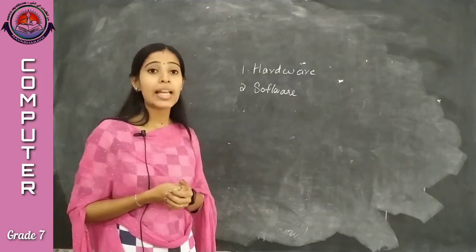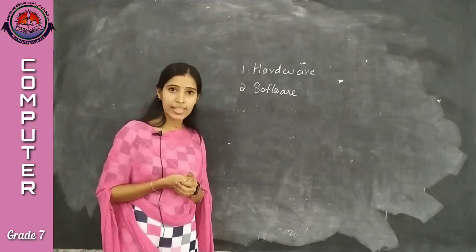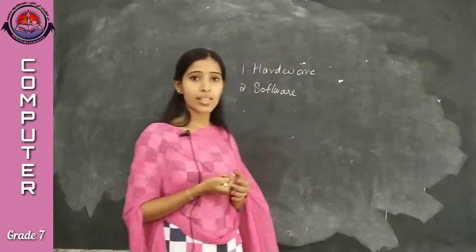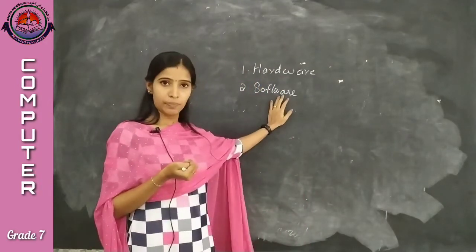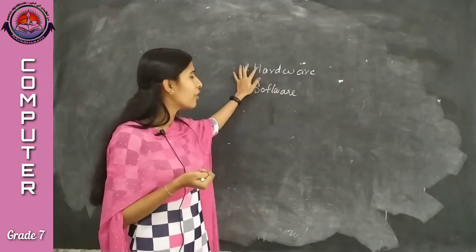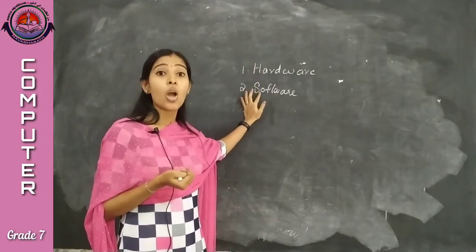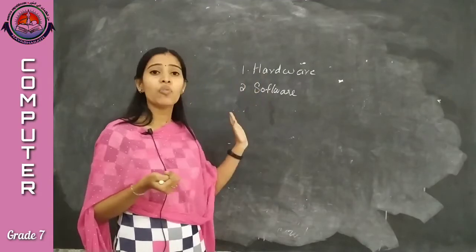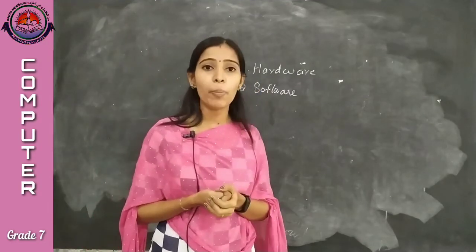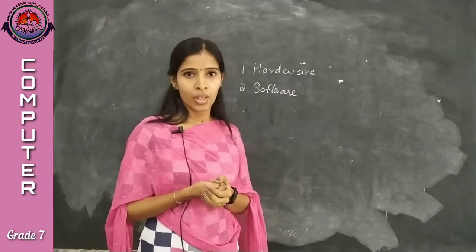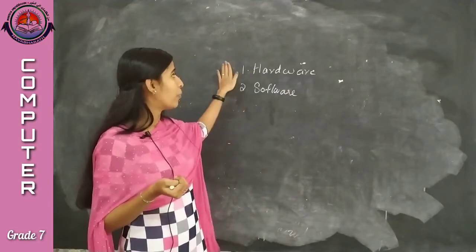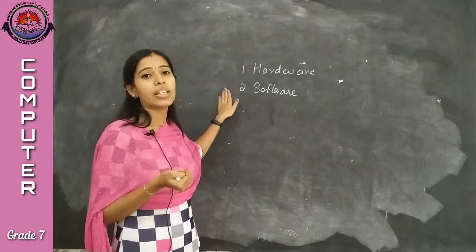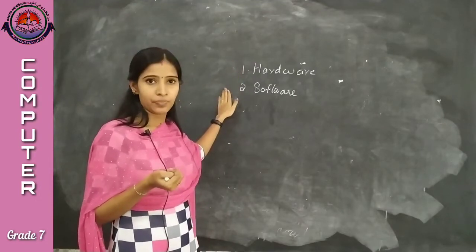I will repeat. The set of instructions that we give to a computer to perform a particular task is called software. You know one thing, hardware and software are complementary to each other because both should work together to perform a particular task. So a computer is made up of two components: first hardware and second software.